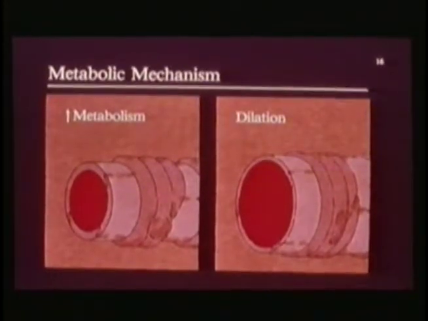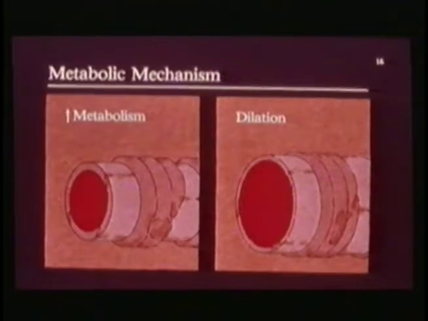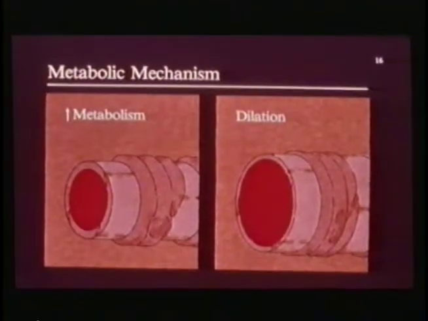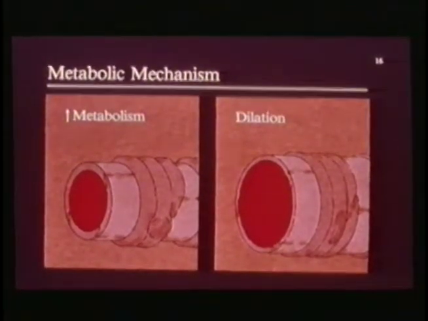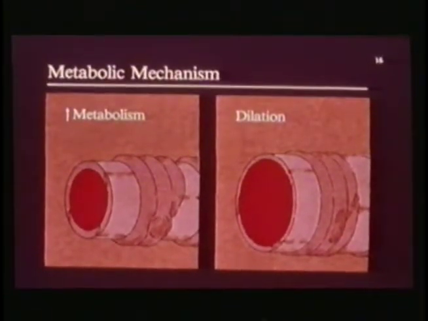16. The metabolic mechanism can be seen following a change in tissue metabolism. When metabolism increases, for example, the tissues release substances that dilate the arterioles and increase blood flow to the organ. The increased flow supplies the increased nutrient needs of the tissues and washes away the waste products produced by the elevated metabolism.